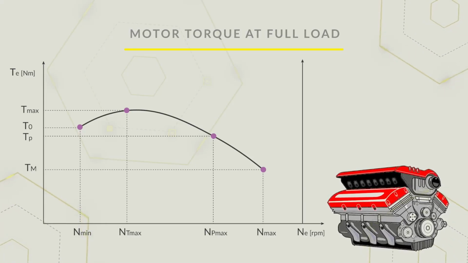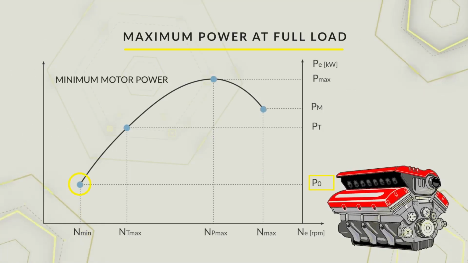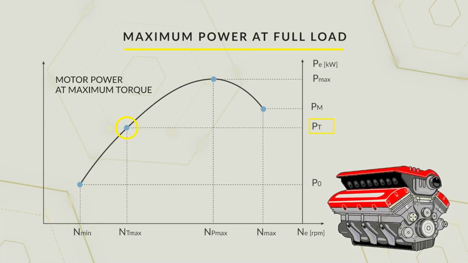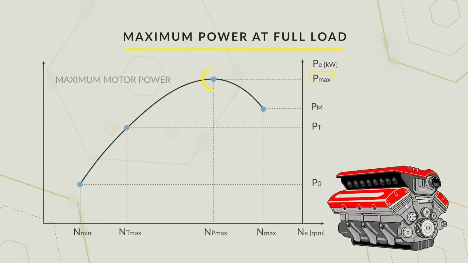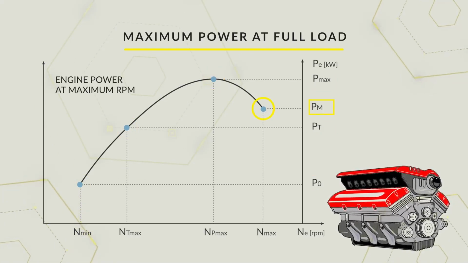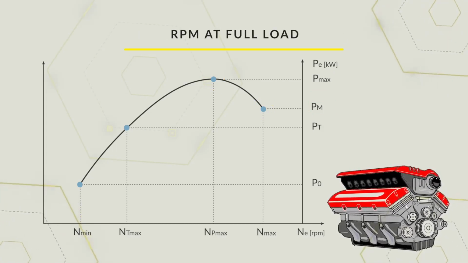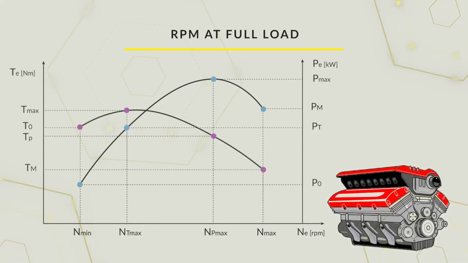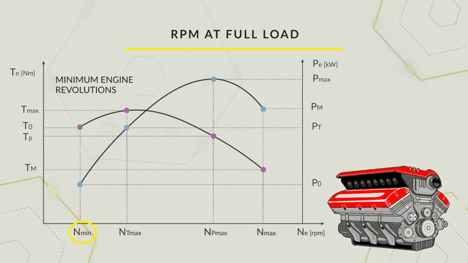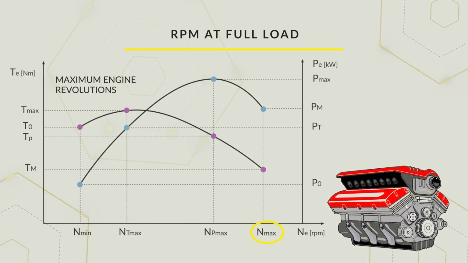The maximum power curve with the accelerator pedal at maximum is characterized by 4 points: minimum motor power at maximum torque, maximum motor power, also called peak power or nominal maximum, and engine power at maximum RPMs. By observing the horizontal axis of the engine revolutions, which serves to describe and compare the torque and power curves at full load, 4 points can also be identified in this case: minimum engine revolutions at maximum torque, engine revolutions at maximum power, and maximum engine revolutions.